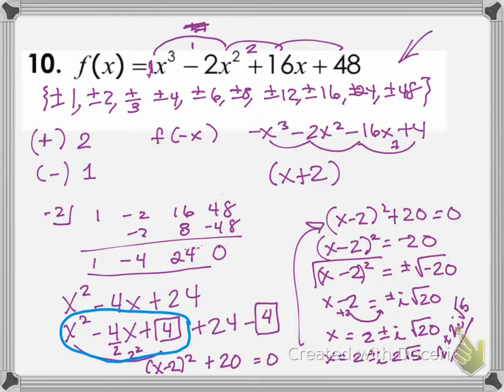So that's 2, and this one over here was the third one. So my answer is x equals negative 2 for this factor, and then 2 plus or minus 2i square root of 5. Phew! Now that's putting everything together that we've learned, okay?